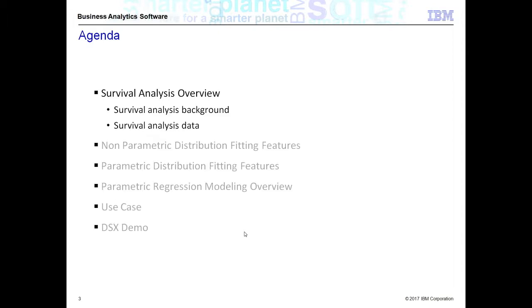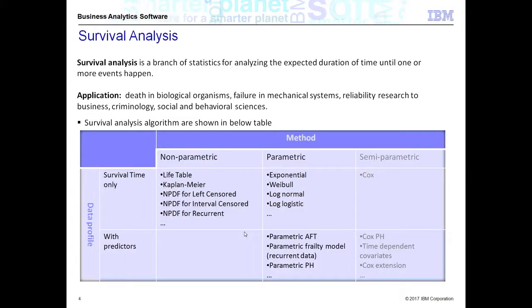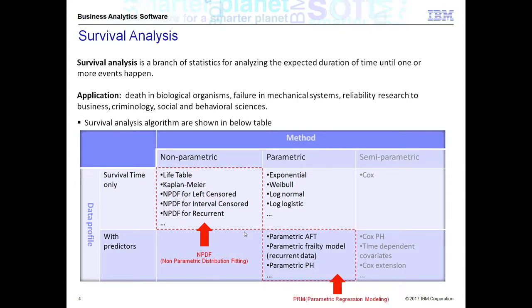Survival analysis overview. One part is survival analysis background. Another part is survival analysis data. Survival analysis is a branch of statistics for analyzing the expected duration of time until one or more events happen. There are 3 kinds of methods for survival analysis: non-parametric distribution fitting, parametric regression modeling, and parametric distribution fitting.